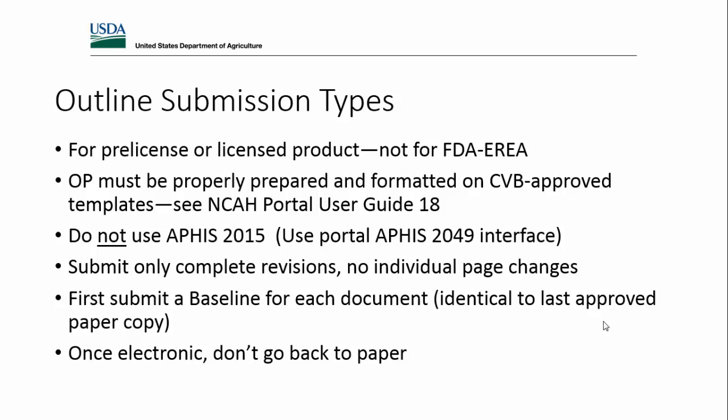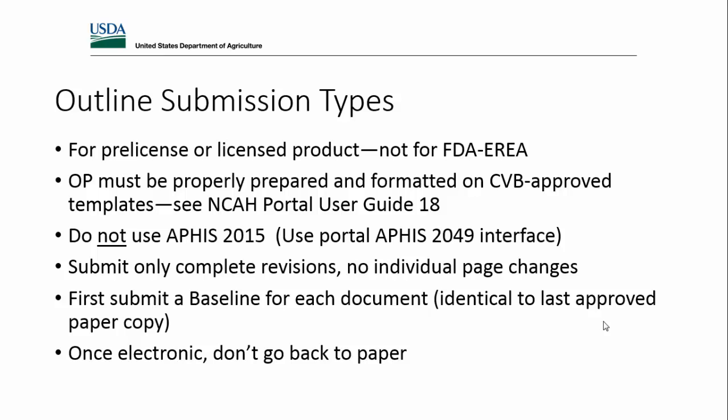In converting over to electronic submission, the very first thing you need to do is to submit a baseline for every outline document that you currently have filed as paper with the CVB. The baseline will be identical to the last approved paper copy. Identical in content, that is. There may be formatting changes.